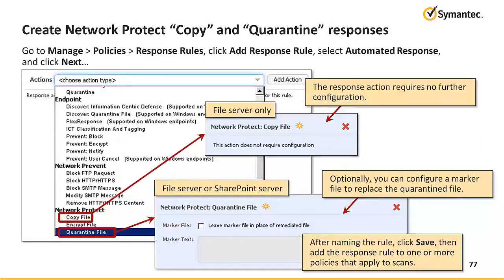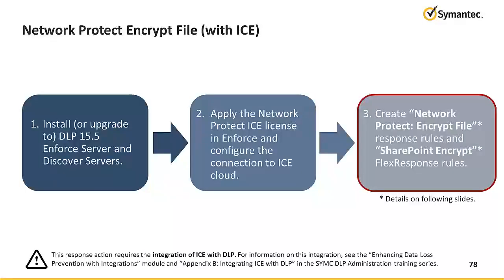Select Automated Response, and then click Next. This figure shows an example of how to configure a copy and quarantine response action. For encrypting discovered confidential files in place, you can integrate Network Protect with Symantec ICE. The high-level steps for this integration are shown in this figure, and more details on this integration are available in the Enhancing Data Loss Prevention with Integrations module later in this course.